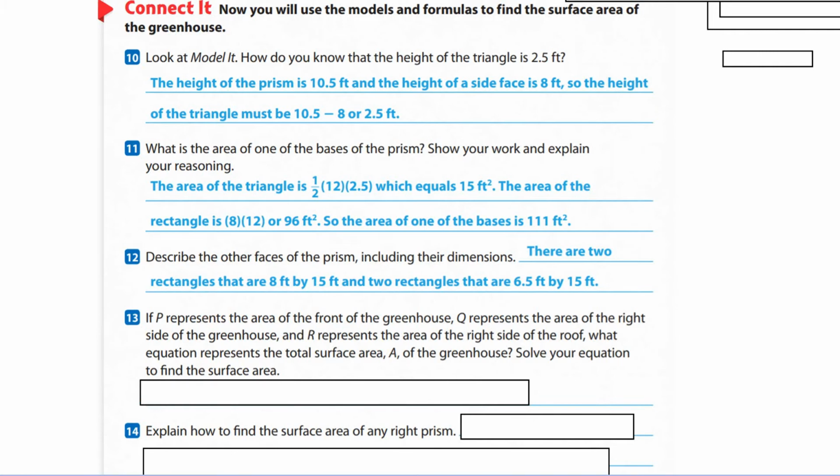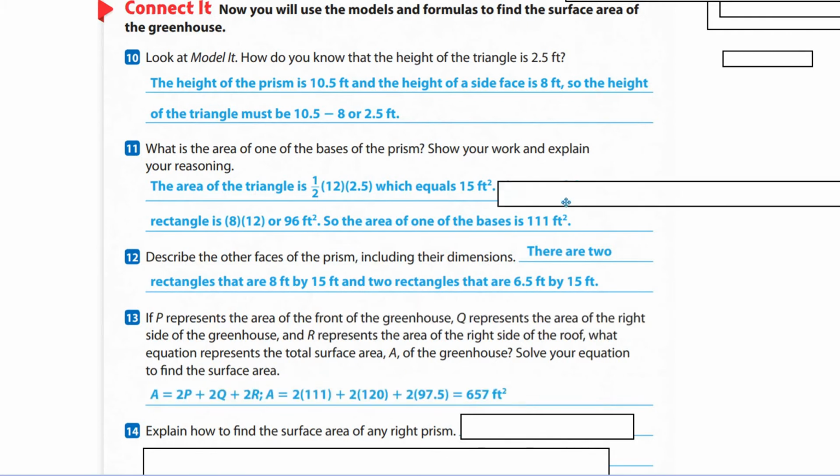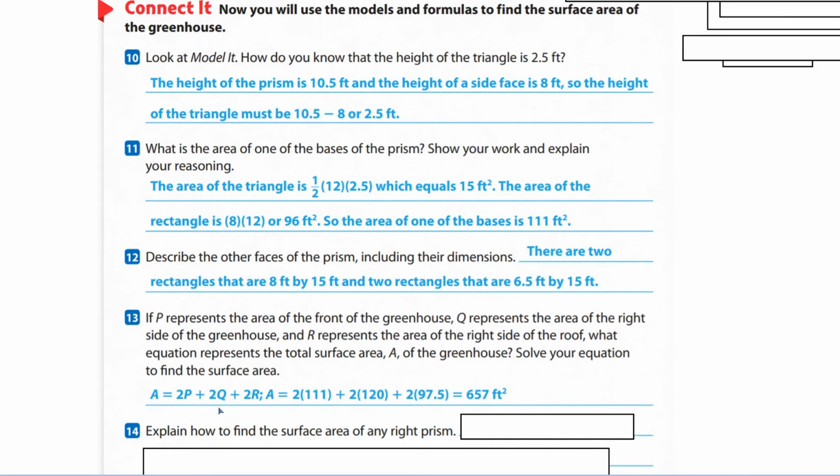If P represents the area of the front of the greenhouse, Q represents the area of the right side of the greenhouse, and R represents the area of the right side of the roof, what equation represents the total surface area A of the greenhouse? Solve your equation to find the surface area. Well, let's look at this.